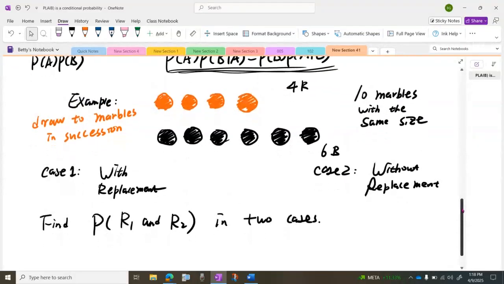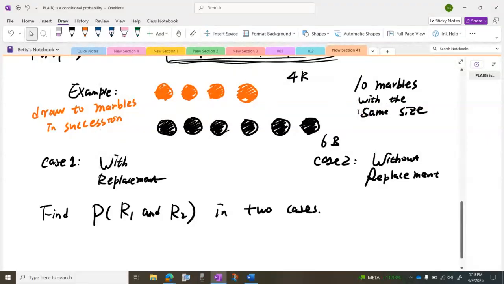Let me repeat it. It's a lot going on. We have a bag. In the bag, we have 10 marbles with the same size. They are marbles, so they are all spheres, the same shape. Among the 10 marbles, 4 are red and 6 are black. And we are going to do this experiment. We are going to draw 2 marbles in succession. And we are going to consider this probability under 2 different situations.